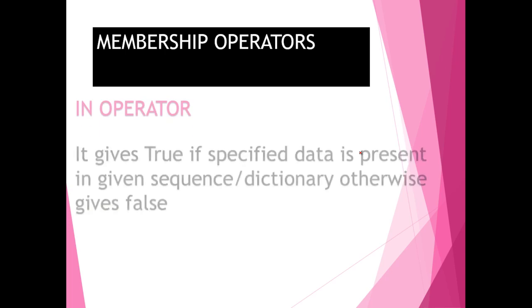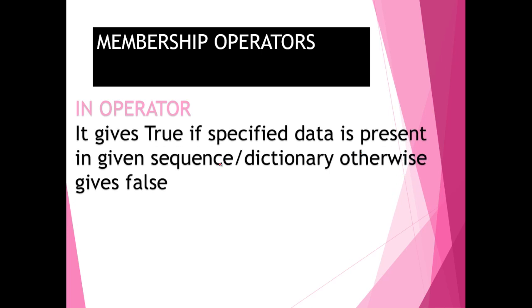Now the next type of operator is basically the membership operator. In the membership operator we have the operator named the in operator. What is the function performed by this in operator? Listen to it: it gives true if the specified data, whatever data we have specified, is present in the given sequence or dictionary.